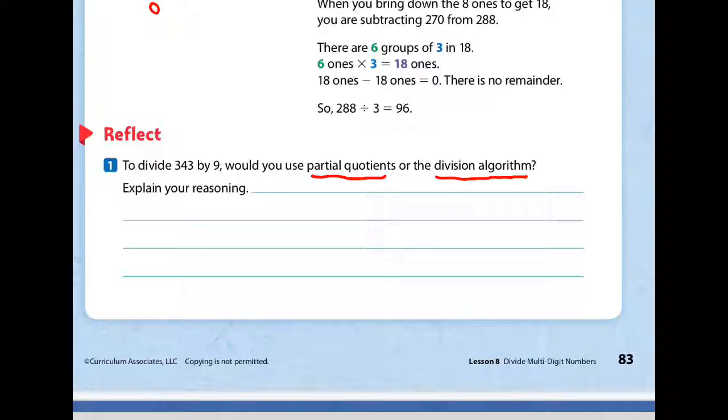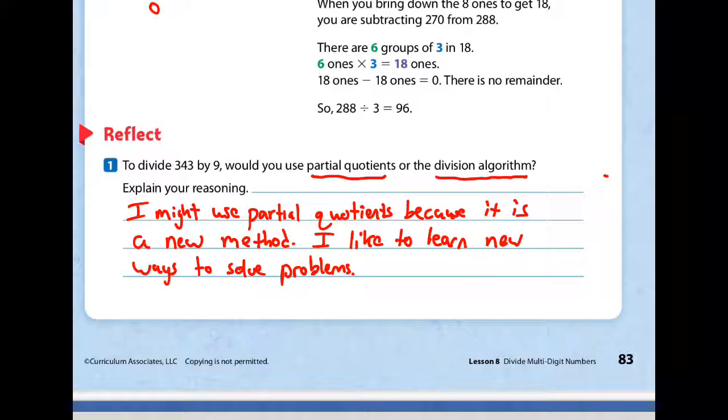All right, so what did you think? Do you think you'll use partial quotients, or do you think you'll use a division algorithm? So I'm going to write something down. I'll pause it, and then I'll read it to you here real quick. Okay, so I'll share what I wrote. So I said I might use partial quotients because it is a new method. I like to learn new ways to solve problems. So, like I said, no wrong answer for that one. Whatever you wrote will be fine. But I do challenge you this: as we're doing it, if you're familiar with one way, every once in a while try it the other way, because sometimes it's good to learn a new way to solve problems.